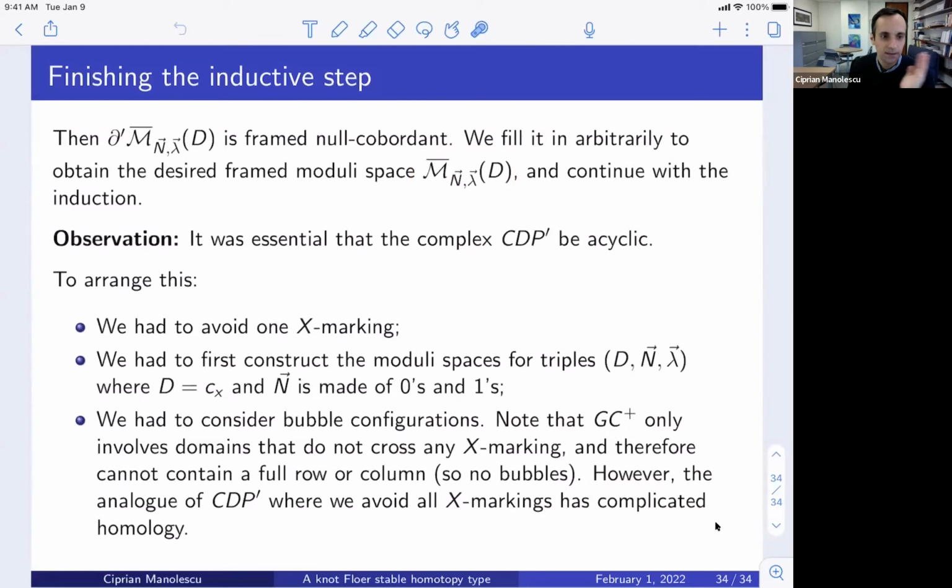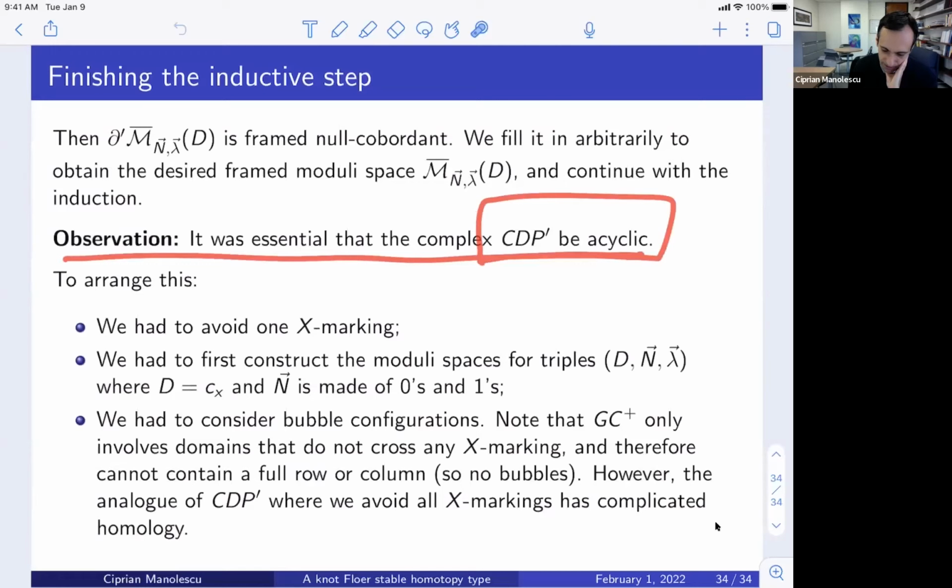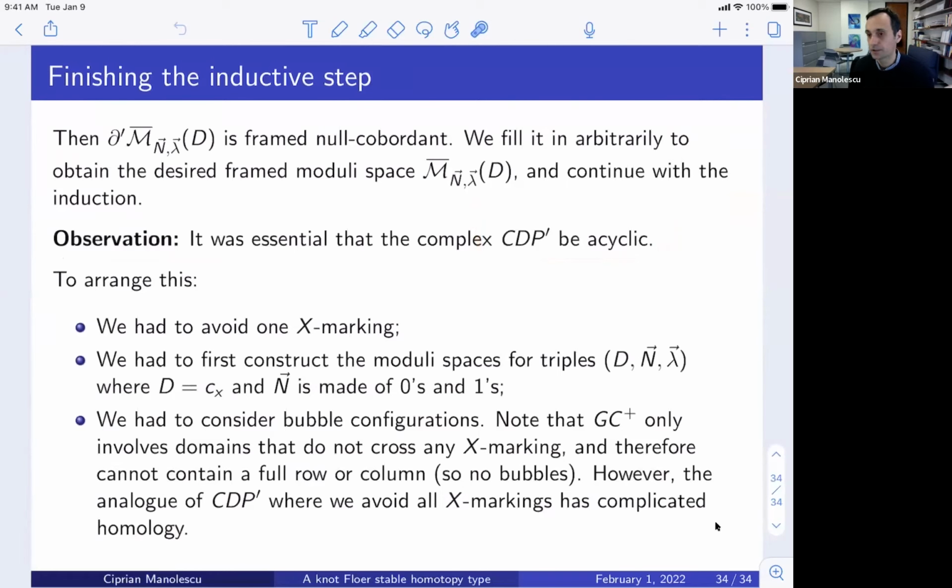Yes, but in principle, it depends on the grid. We claim, or rather we hope to prove, that maybe it won't depend on the grid and it's a link invariant. Let me just end with an observation that the important thing in this whole story was that we managed to have the obstruction go through some complex that was acyclic, that has zero homology, and that's just a calculation on the grid.